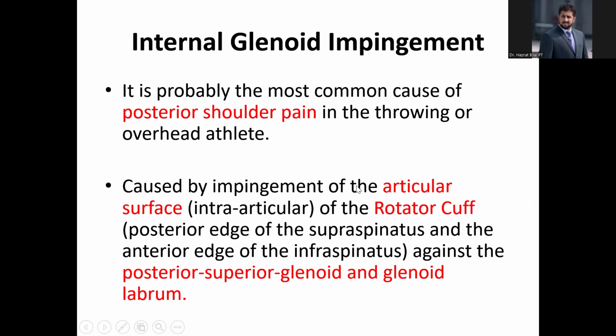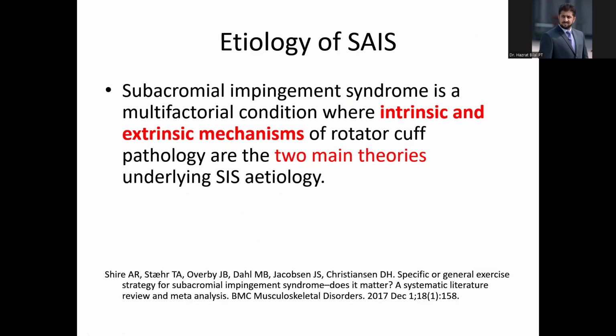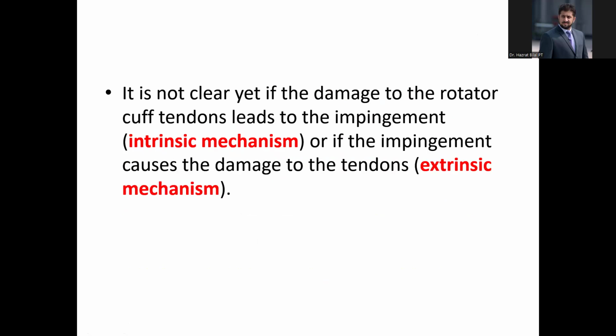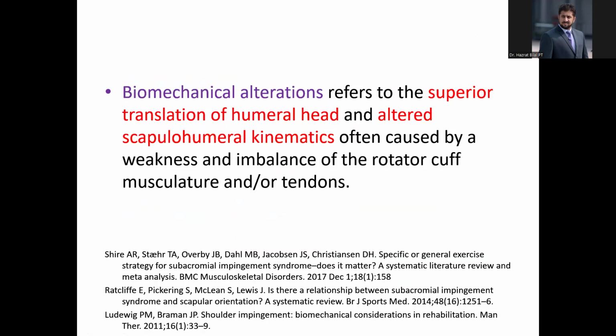Then we discussed internal glenoid impingement, which is the opposite of the external impingement, or subacromial impingement syndrome. Why it is known as internal glenoid impingement, we discussed that. Then we discussed the different mechanisms involved in subacromial impingement syndrome, both the intrinsic and extrinsic mechanisms.